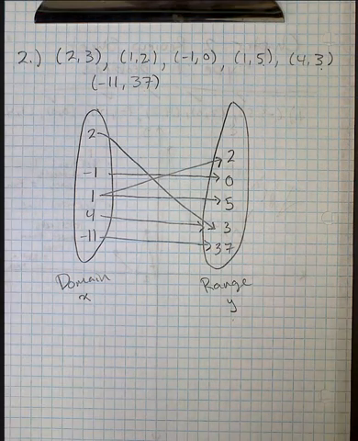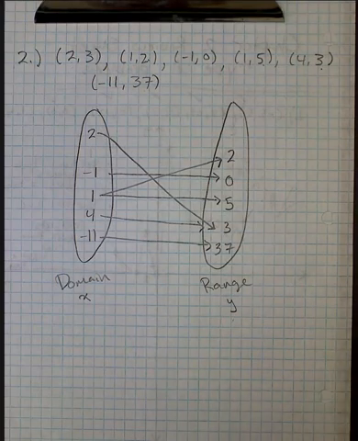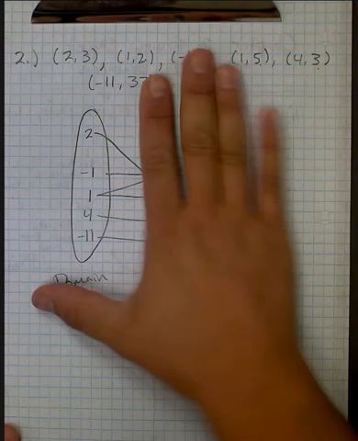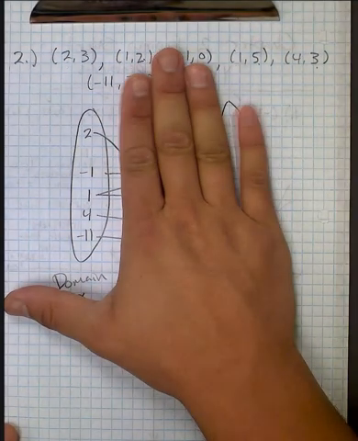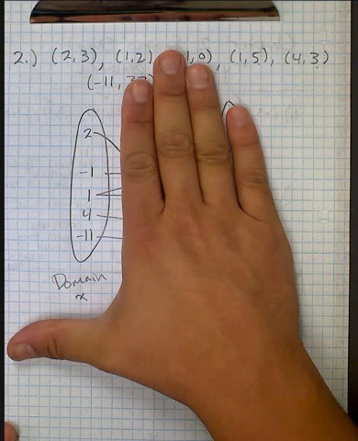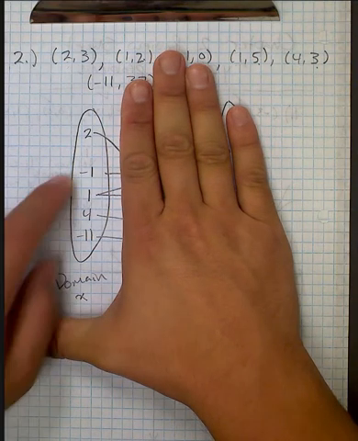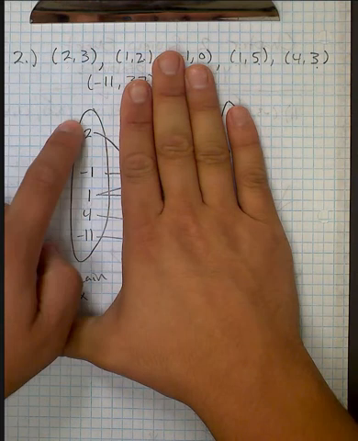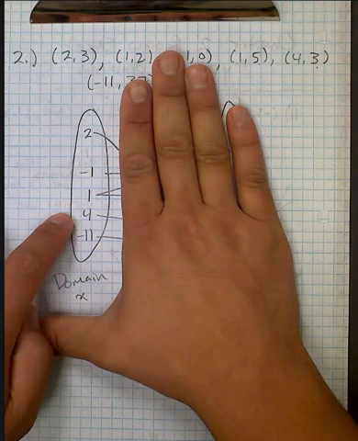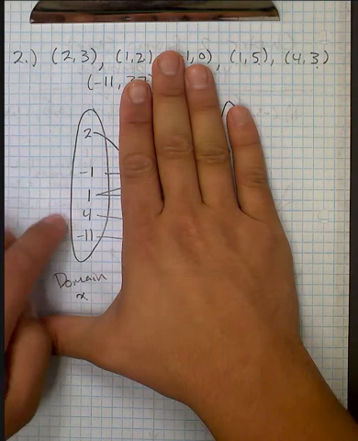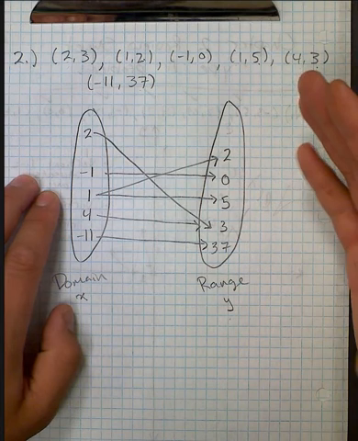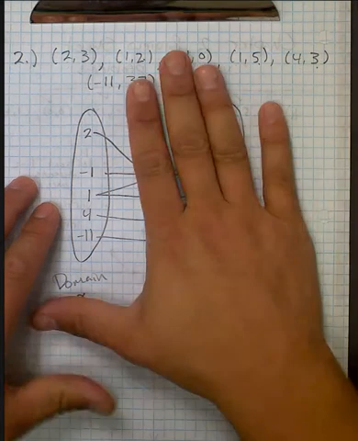The way you determine, after you've made this mapping diagram, whether the relation is a function or not is I like to cover up the range. I don't even look at the range. I just look at the domain, or the x values. If you see that more than one arrow starts from any element in the domain, and by element I mean all these numbers in the domain, then that means it's not a one-to-one relation, it's not a function.